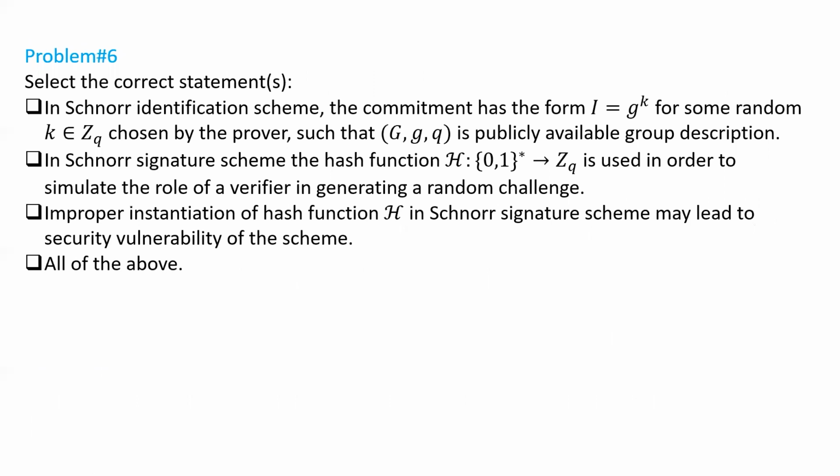Next question. Select the correct statements. In the Schnorr identification scheme, the commitment has the form I equal to g to the power k for some random k belonging to Zq chosen by the prover, such that G, g, q is a publicly available group description.